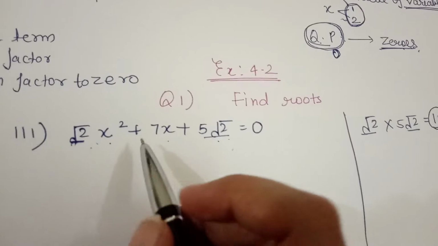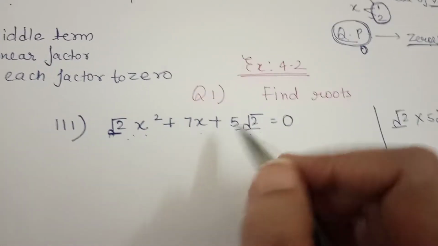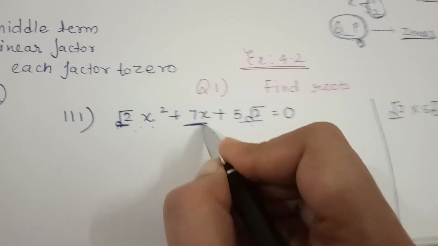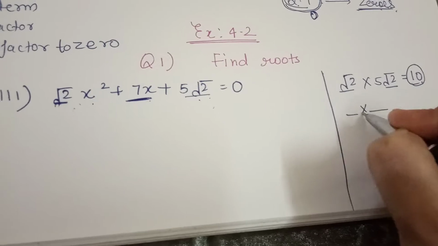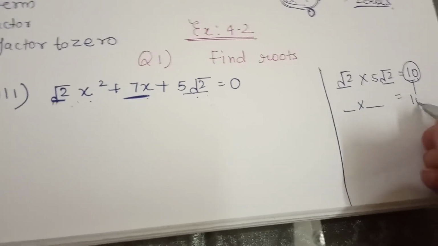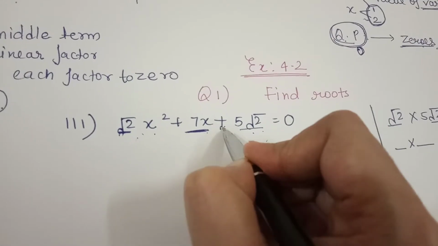So what are the conditions and rules? The rules to split the middle term are that you need two numbers. The multiplication of these two numbers should be 10, and for addition, we see the sign: here there is plus, so we will do addition.